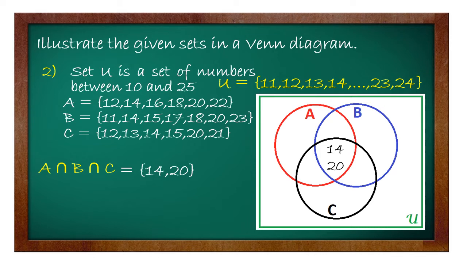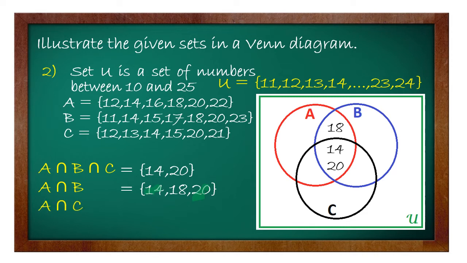After natin makuha yung intersection ng tatlong sets, sunod naman natin hahanapin ay ang intersection ng bawat dalawang sets. Unahin natin ang intersection ng set A and set B. Meron tayong 14, 18, at saka 20. Gaya ng ginawa natin sa example kanina, tatanggalin din natin yung mga elements na meron na tayo sa intersection ng tatlong sets. So, aalisin natin si 14 at si 20. At yung natitira, yun ang ilalagay natin doon sa part ng set A at saka set B.